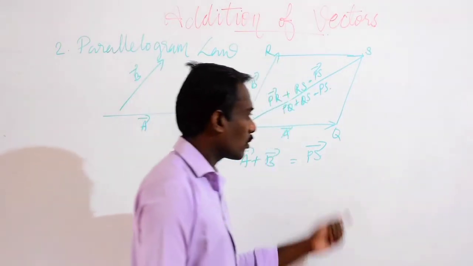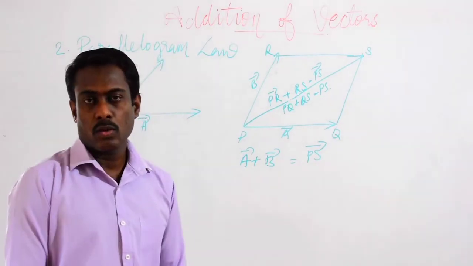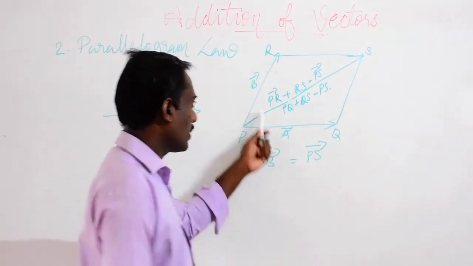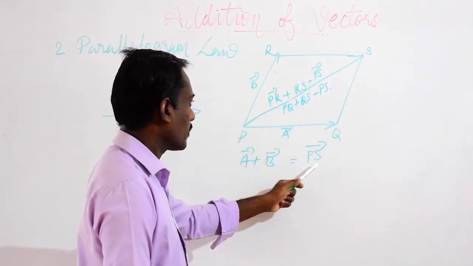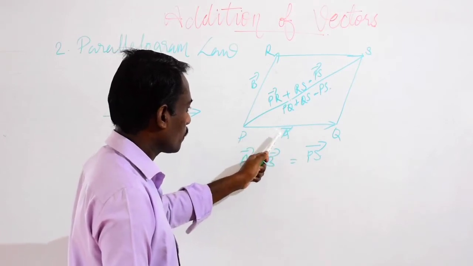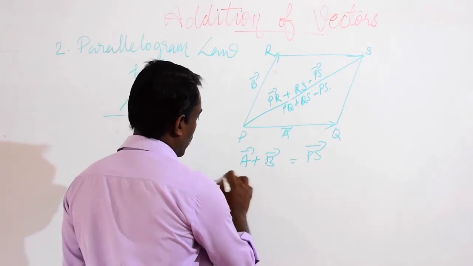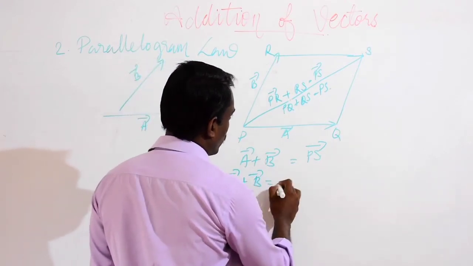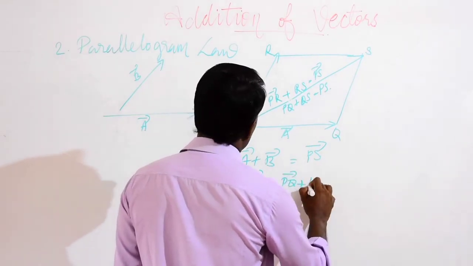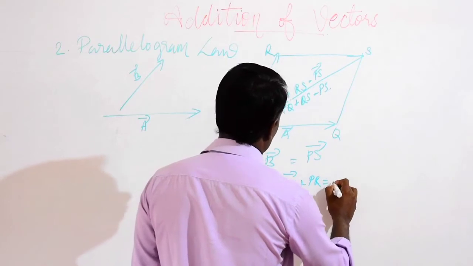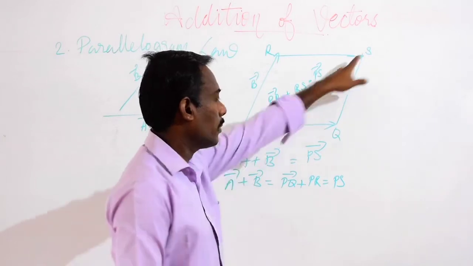So from the parallelogram law of vector addition we can retrieve the triangle law of vector addition. For example, in this case, we have seen that A plus B is PS. So we have written here A plus B is equal to PQ plus PR is equal to PS. A plus B is equal to PS.